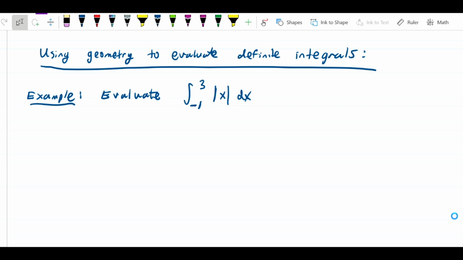So eventually we're going to get to a more analytical way of actually finding the value of a definite integral. But before we do that, what we want to do is be able to use geometry to find the value of a definite integral, which we can do if the area under a particular curve is a shape whose area we already know how to calculate. So I've put up here one simple example of that. Let's evaluate the integral from -1 to 3 of the absolute value of x dx.